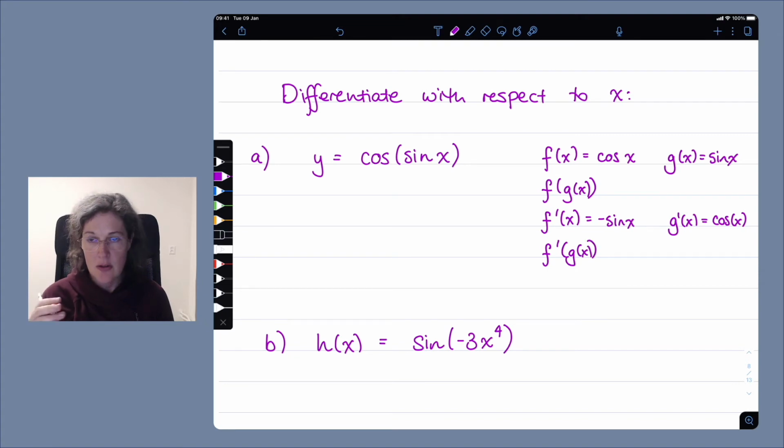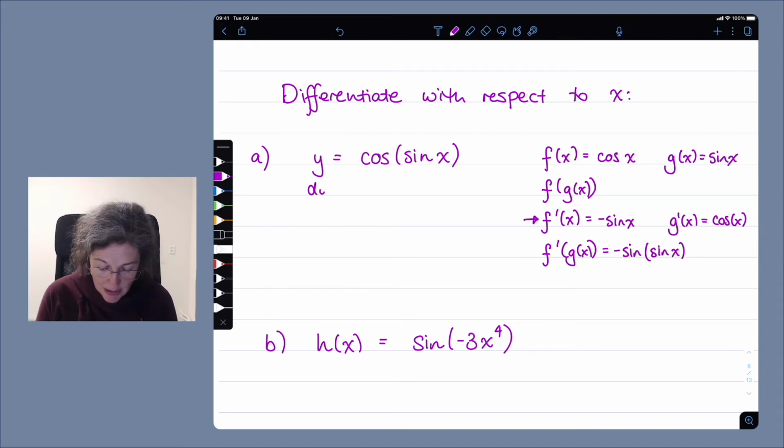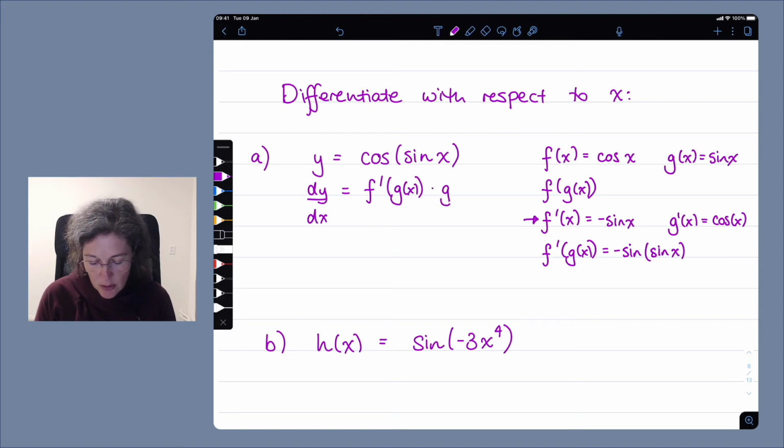So that says, well, we need the derivative of f at g of x. So now we need to take our derivative of f, and wherever we see an x, we need to substitute in the g. So here I'm going to have a minus sine of, and instead of x, I need my g, which is sine of x. So putting this all together, what I get is dy by dx, so I'm just changing a little bit of notation here, is the derivative of f evaluated at g of x times the derivative of g of x.